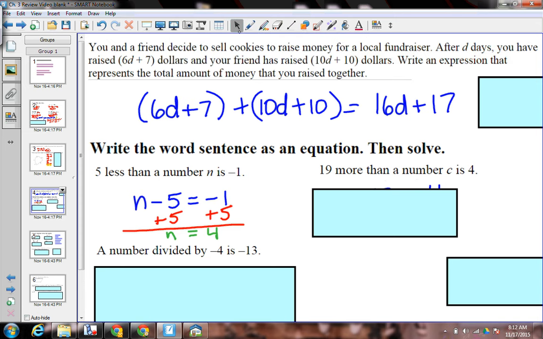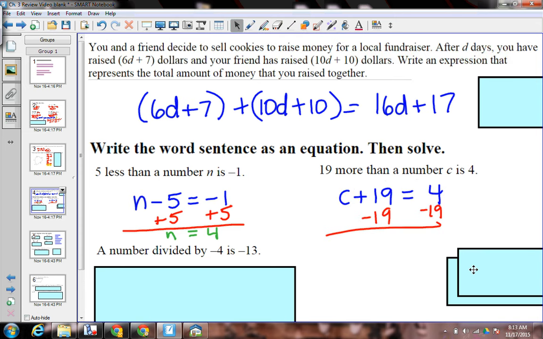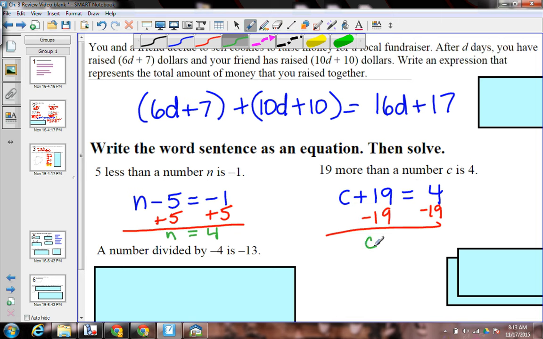Okay, for the next one, more than means to add. So we're going to add 19 to C and get 4 as an answer. So let's take 19 away from both sides. So we have C on the left, and now we have 4 plus negative 19, which would be negative 15.